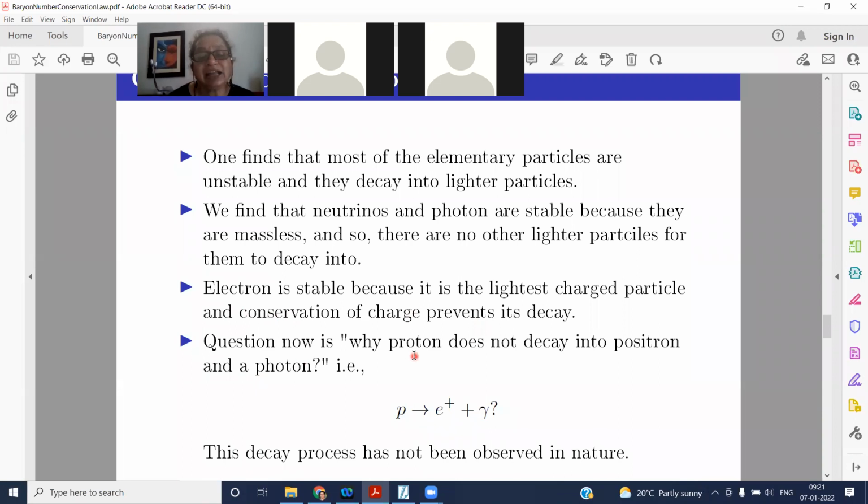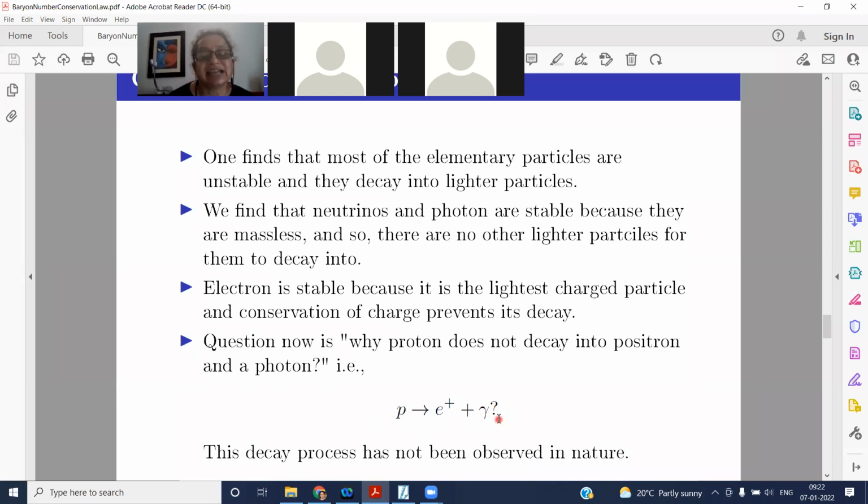Now the question is, the proton is heavy, and I should be able to find the proton decaying into e plus and, let us say, a photon. Why does it not decay like that? I don't find such a decay. I had mentioned it: this decay process has still not been found in nature. So is there any conservation law which prevents it? As far as I know, there is no conservation law which prevents a proton decaying into a positron and a photon. This is possible because the proton is a charged particle and it can decay into a lighter charged particle, e plus, and a neutral particle, the photon.